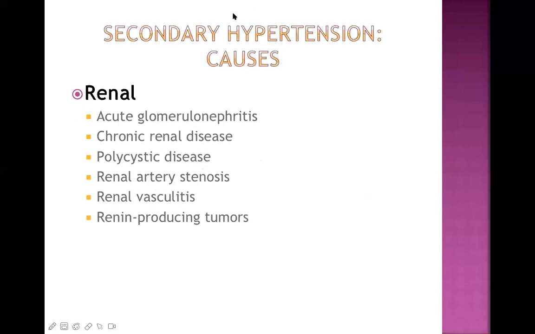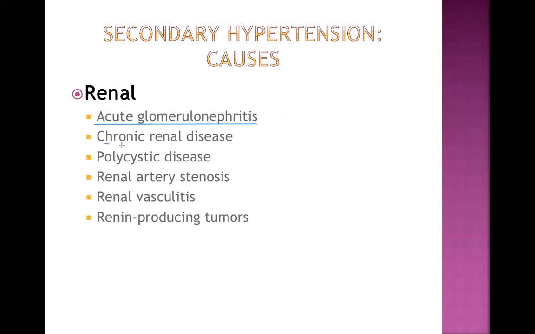Now let's find out the causes one after other. In the renal diseases or disorders, we have acute glomerulonephritis. Acute glomerulonephritis causes acute nephritic syndrome in the kidney. That means there is a slight amount of proteinuria, there is hematuria, there is hypertension, and there is edema. Okay, this is acute glomerulonephritis. Hypertension is a part of that.